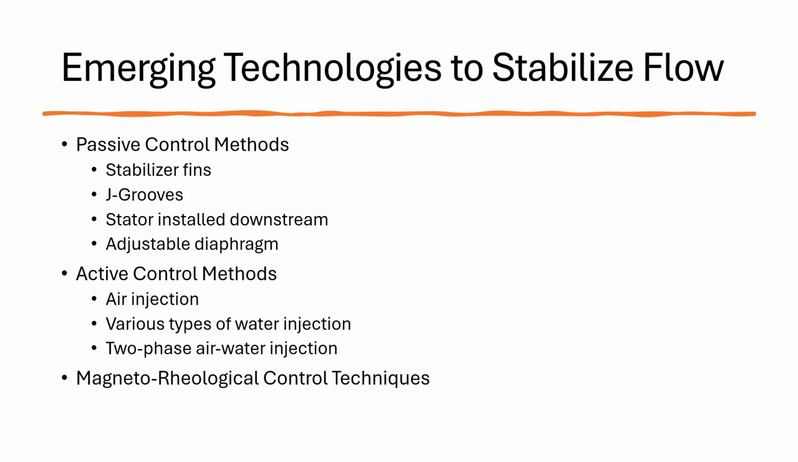All the various types of water injection have the same issue, which is that they will cause volumetric losses. So there is a loss in energy production there, but it causes a reduction in wear on the dam. So there's a cost benefit analysis that's done there to see if it is worth it to install these systems. And the two-phase air water injection does not yet have any known disadvantages, besides the cost to install it, obviously. And then the magnetorheological control techniques, it is a brake that slows down the swirling flow. Again, there's no disadvantages identified yet besides the initial cost of installing it.